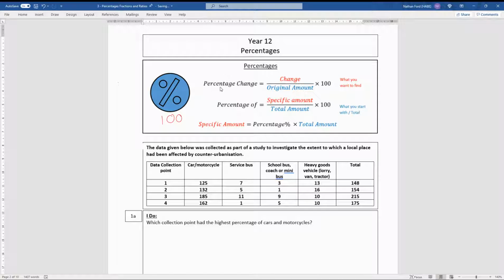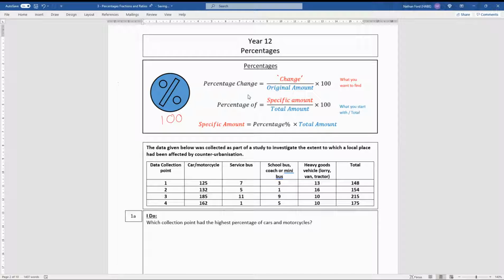If we ever want to talk about percentage change, we're looking at how much it's changed from its original amount. Every single time, the change goes up top, divided by the original amount, because that's what we started with. Then we times it by 100. That's where the percentage comes from. That's percentage change, hence why the change goes on top.